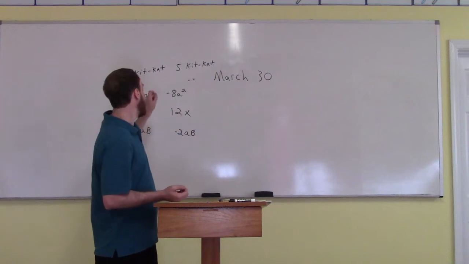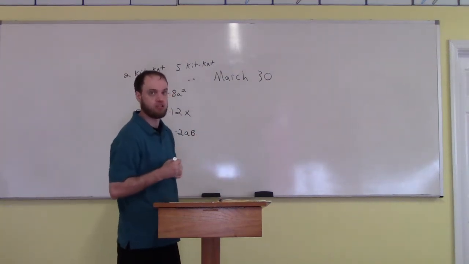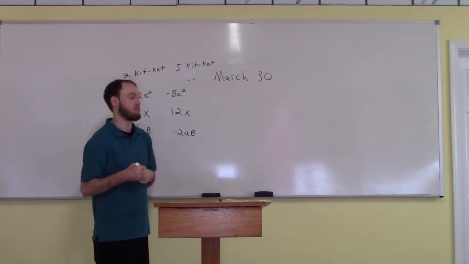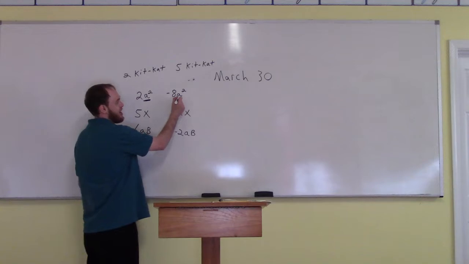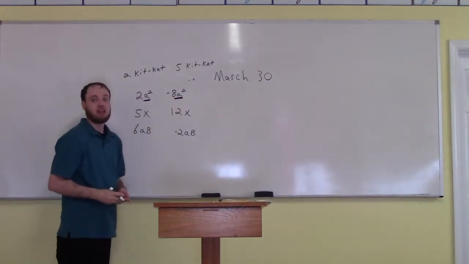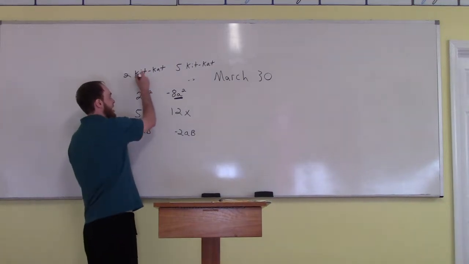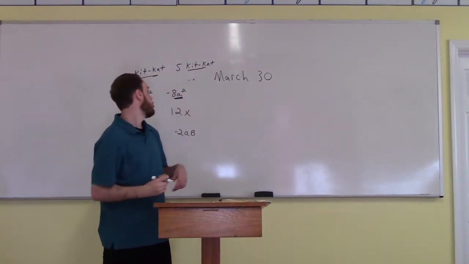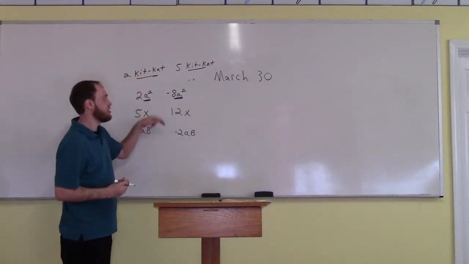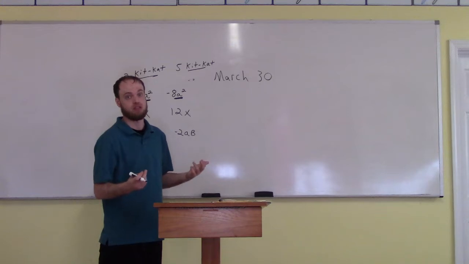And so what happens is you're not going to mess with the actual variables. You're just going to count them if they look the same. So notice up here, I have 2a squareds and I have negative 8a squareds. And so the a squared is like the Kit Kat. It stays the same. But we're just going to count how many of them we have. And so you have 2a squareds and then you have negative 8a squareds. And so you're just going to count the a squareds.